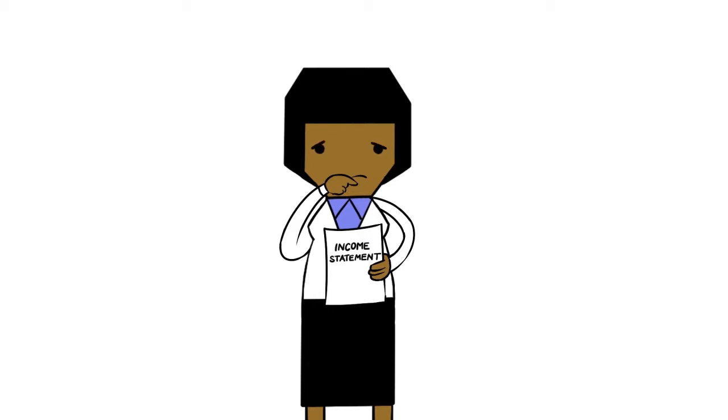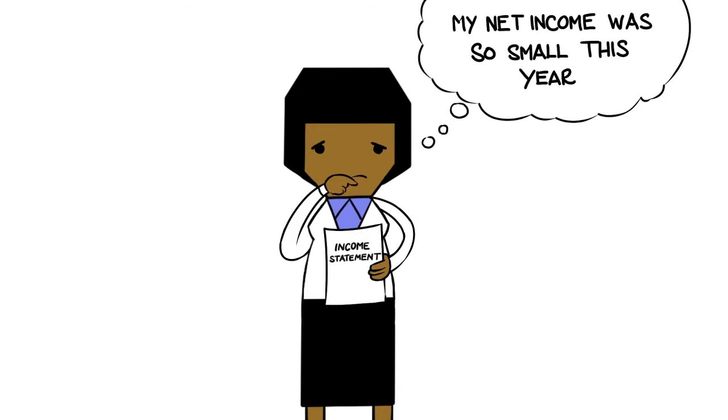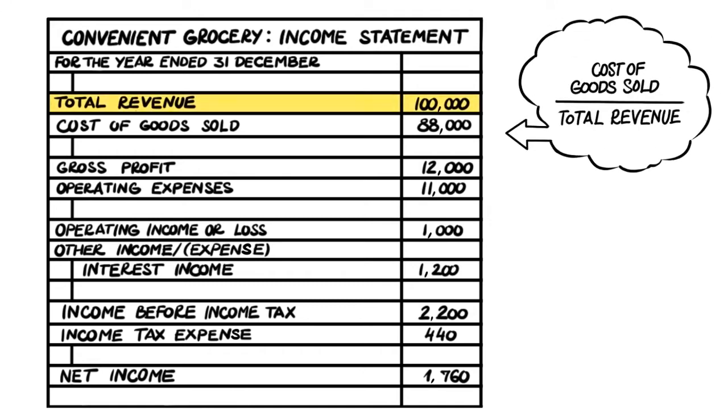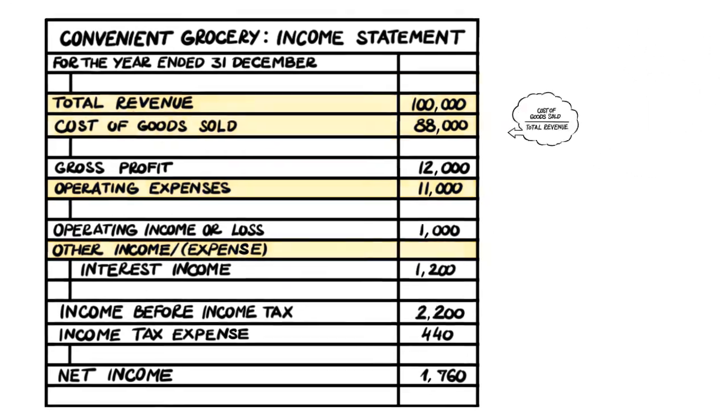Examining the relationship between items in the income statement will help you figure out the cause and provide ideas for how to improve your profitability. By considering each item in the income statement as a percentage of total revenue, you can identify if the cost of goods sold, operating expenses, or any other expenses are too high when compared to sales.